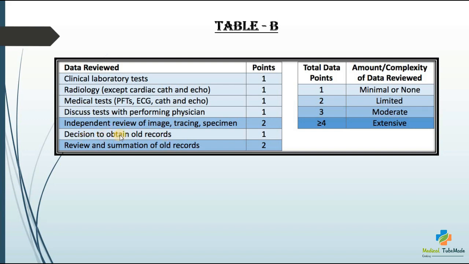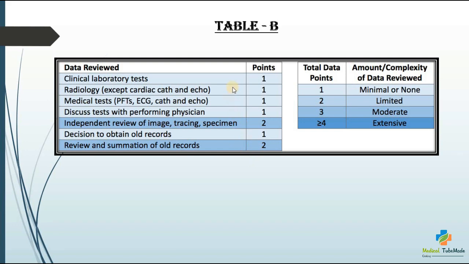Suppose for that patient, the physician needs to obtain old records for a better understanding of that patient. So in that scenario, the physician will order old records. If they mention that the physician ordered old records, in that sense you can take 1 point. And then the last point is reviewed and summarized old records. If the doctor has mentioned properly that they have reviewed or summarized old information or old records, and it is mentioned in your report properly, that time you can take 2 points.